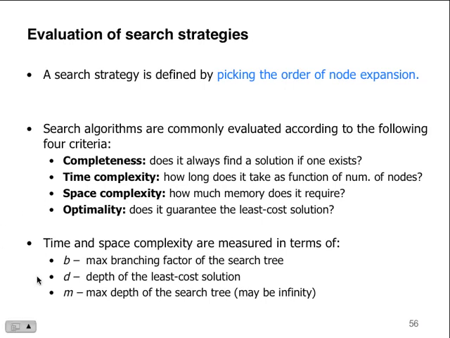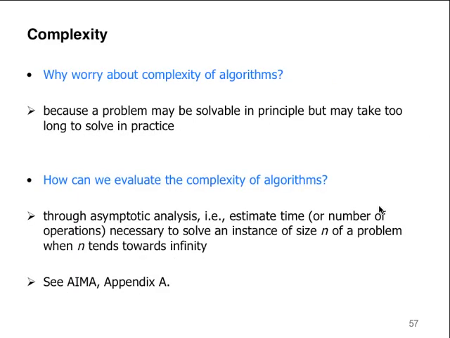So it's not for those people who like numbers and discrete final values and want to know the correct way of doing something. They're frustrated with artificial intelligence because that doesn't exist. It's all approximation. So time and space complexity are measured in terms of b, the maximum branching factor of a search tree, d, the depth of the least cost solution, and m, the maximum depth of the search tree, which might be infinity, actually, depending upon how you're searching.